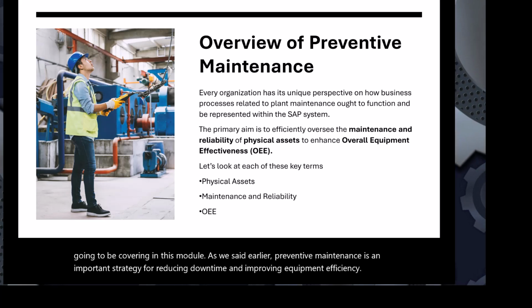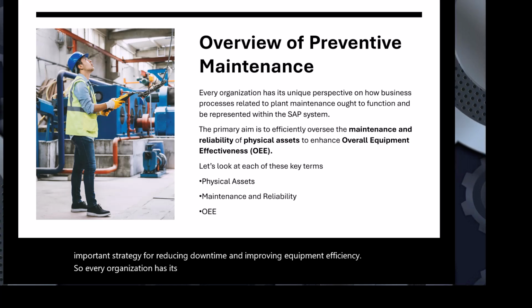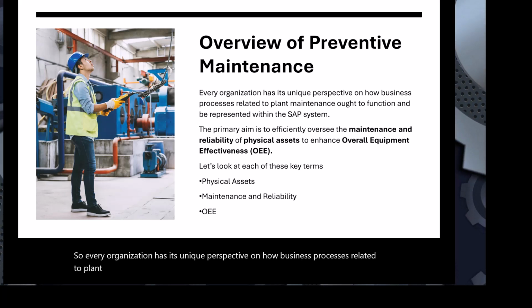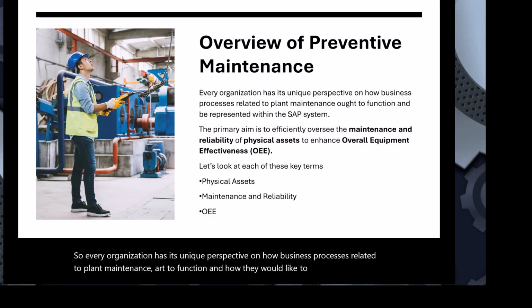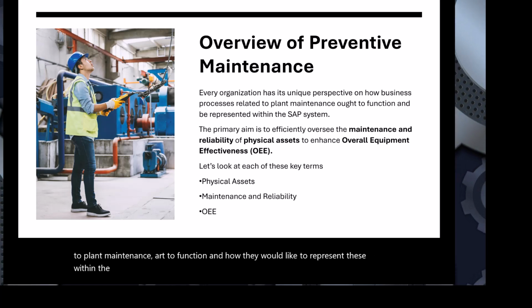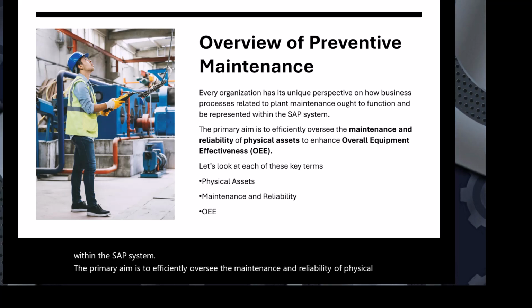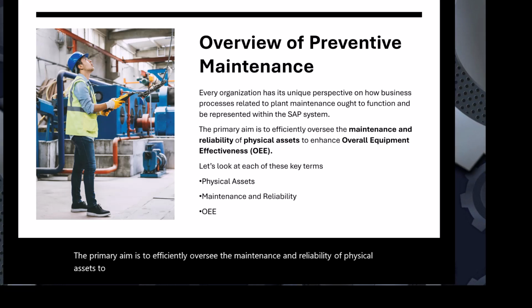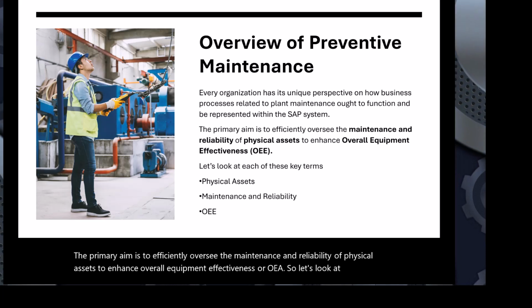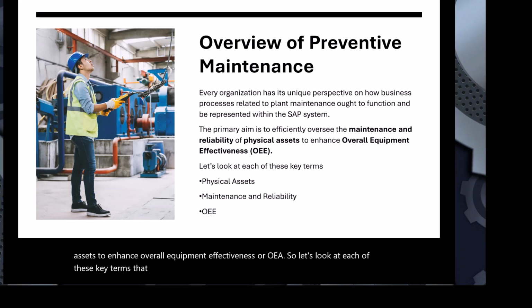So every organization has its unique perspective on how business processes related to plant maintenance ought to function, and how they would like to represent these within the SAP system. The primary aim is to efficiently oversee the maintenance and reliability of physical assets to enhance overall equipment effectiveness, or OEE. So let's look at each of these key terms, that is physical assets, maintenance and reliability, and OEE.